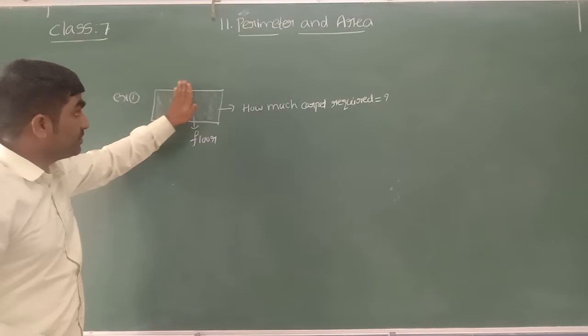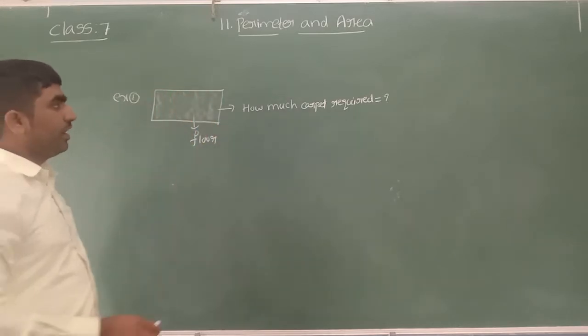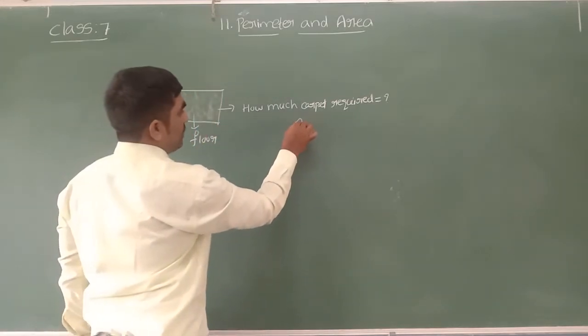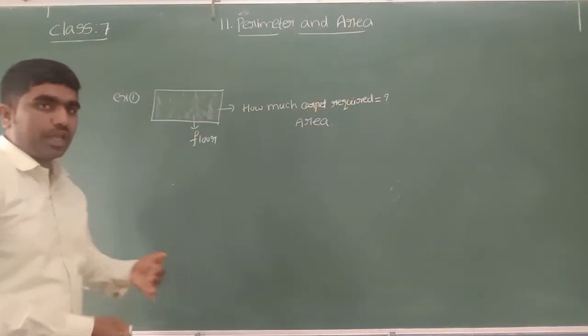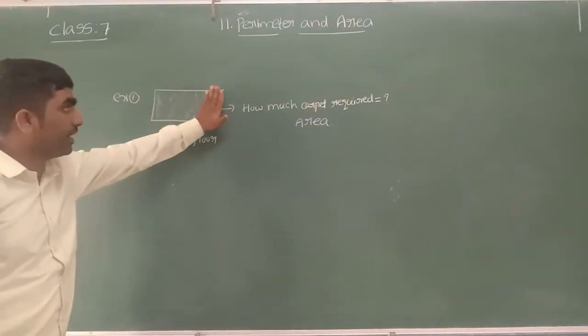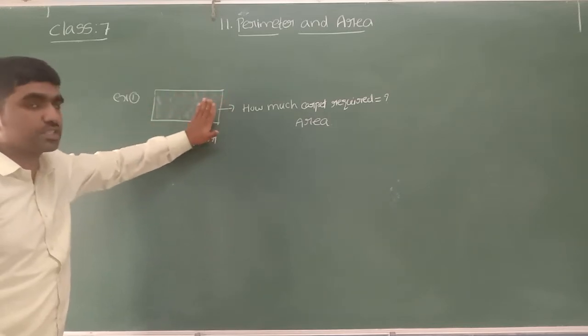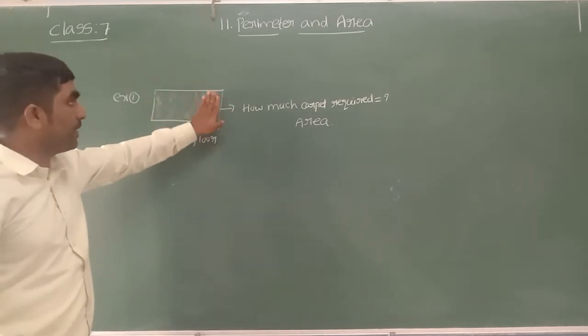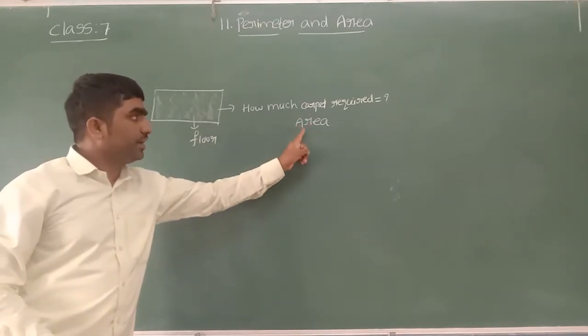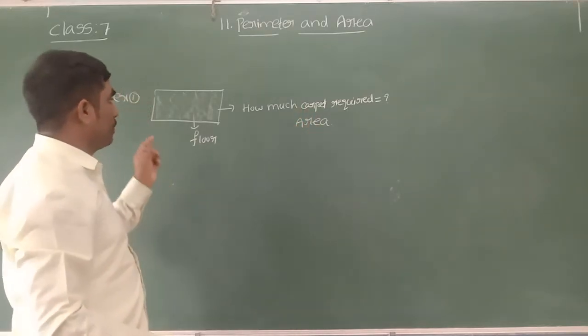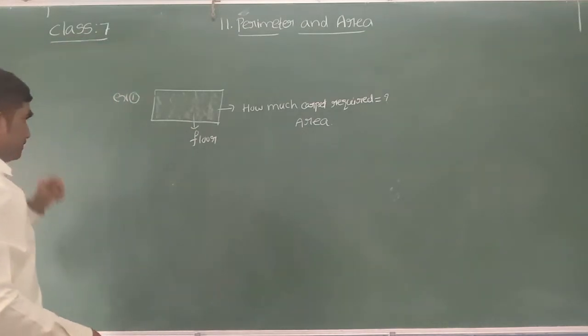The surface within the closed figure is called area. To know the required carpet, it's enough to find the inside place of this closed figure. The inside place of this closed figure is called area. Now, it's enough to find the area to know the required carpet.